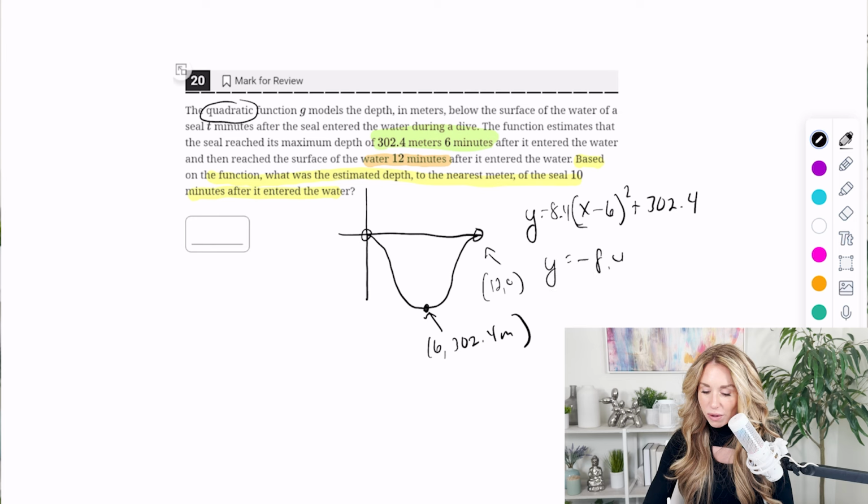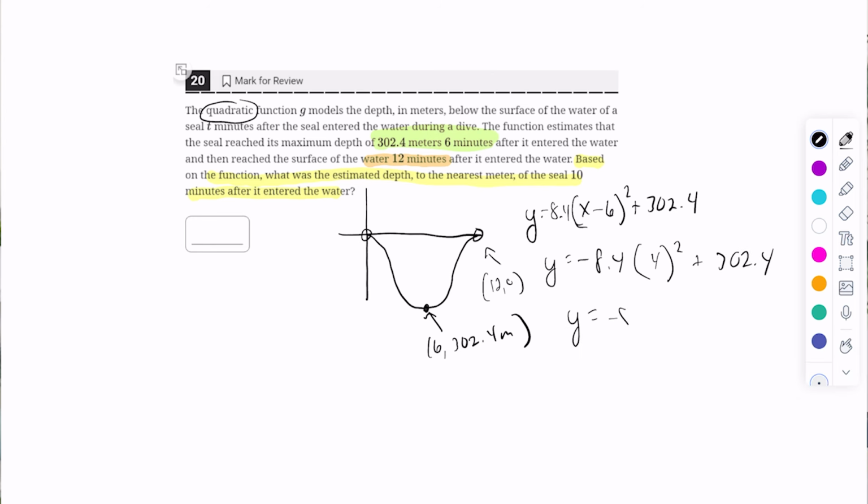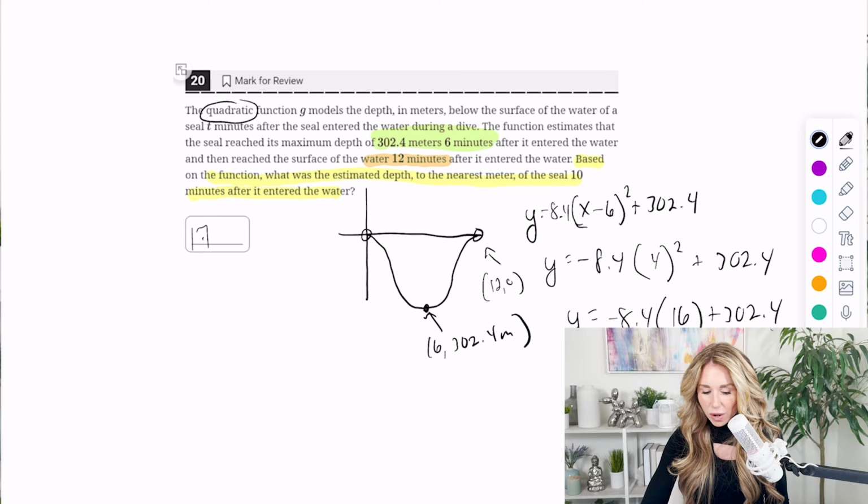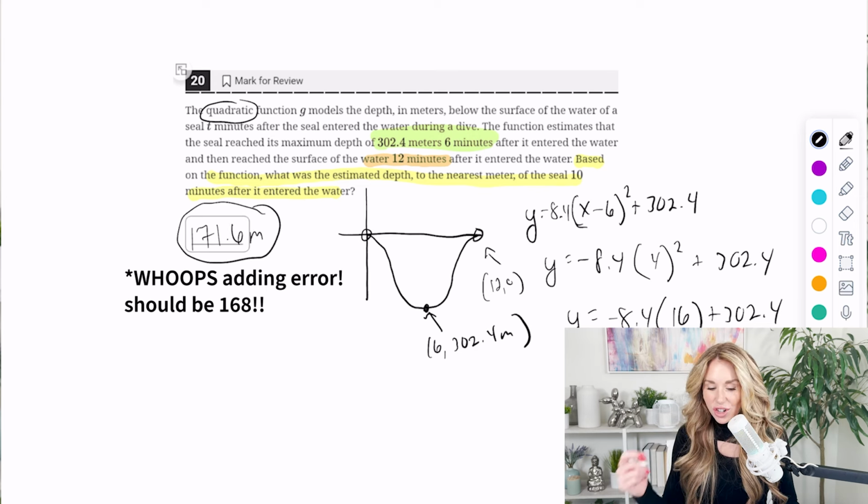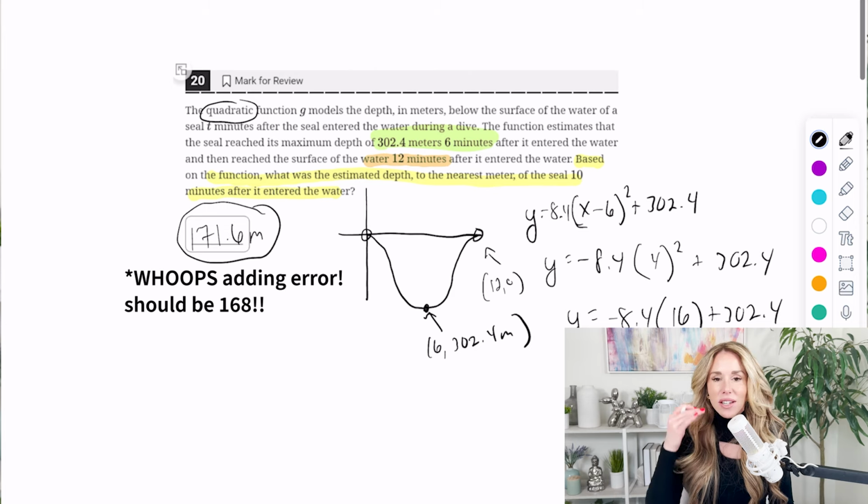So we've got negative 8.4. When X is 10, we have 4 squared plus 302.4. So we're going to have Y equals negative 8.4 times 16 plus 302.4. So that'd be negative 134.4 plus 302.4, which we get 171.6 meters. Does that make sense? Does that track? Yes, because at 10 minutes, it's going to be coming back up towards the surface. It's not as deep as the deepest point. That's totally believable. My answer feels like it is the right one.